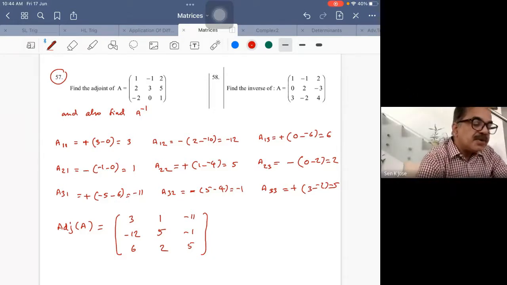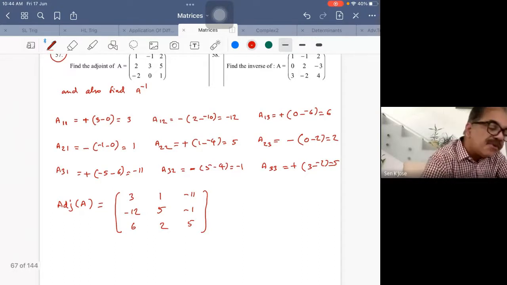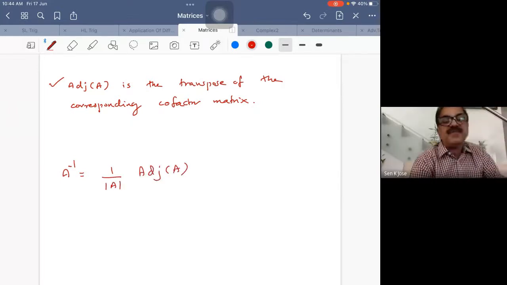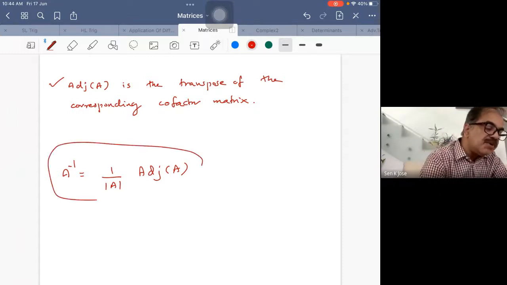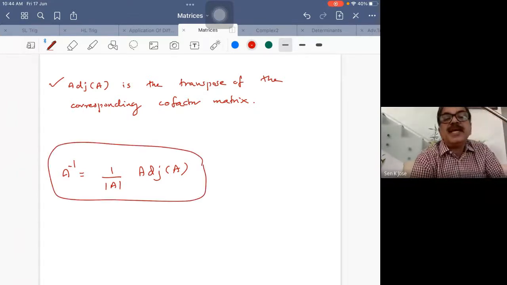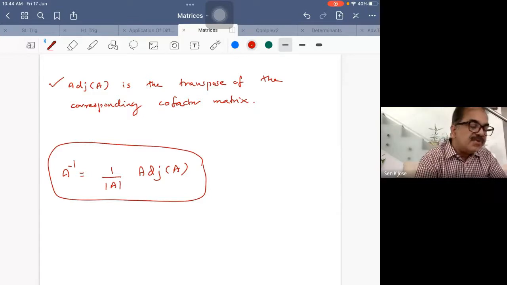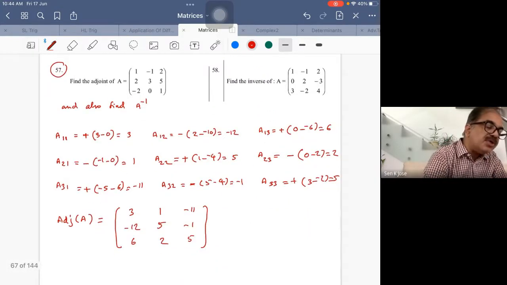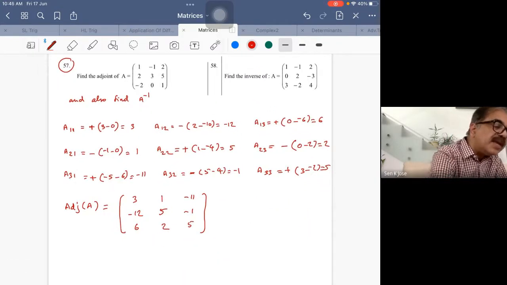Now the next part of the question is asking for A inverse. For A inverse, we have a formula. A inverse is 1 by determinant A into adjoint of A. We already have our adjoint of A with us. Then you just have to do 1 by determinant A times adjoint of A to find out our A inverse. We have discussed about it before. So this is the formula for A inverse. I already have adjoint of A. I just have to find out determinant A and divide.